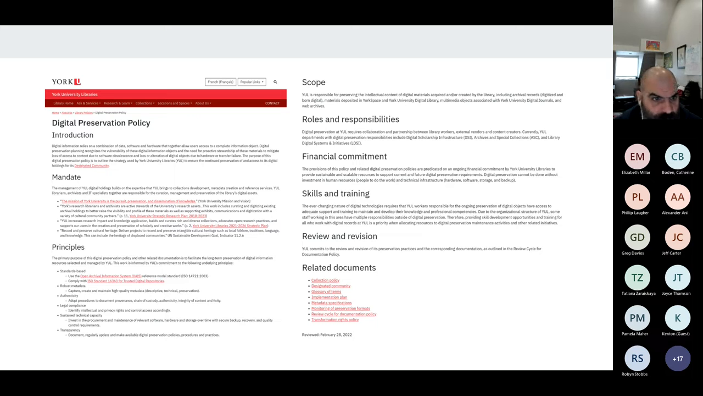In here, we talk about our mandate, link it to the strategic plan and the university strategic plan. We outline our principles, our scope, our roles and responsibilities, what the financial commitment is, skills and training required, and then the review and revision. And then we link out to all of those spidered-out sub documents that are related to this. So the collection policy, what the designated community is, how we implement metadata standards, all that type of stuff.